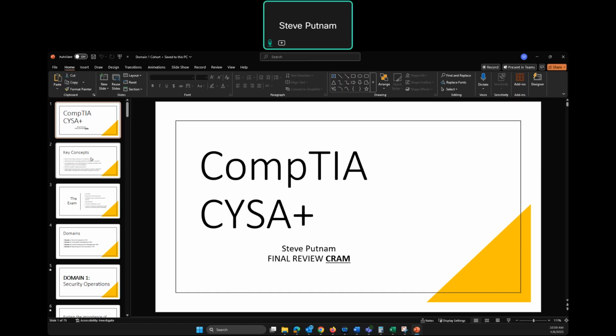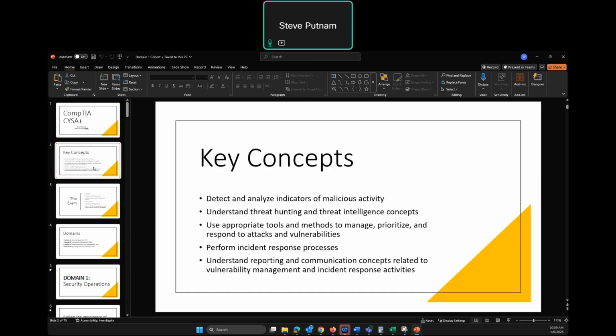Let's take a look at some of the key concepts of CYSA and understand what we're dealing with. Essentially, we're going to detect and analyze indicators of malicious activity, understand threat hunting and threat intelligence concepts, use appropriate tools and methods to manage, prioritize, and respond to attacks and vulnerabilities, perform incident response processes, and understand reporting and communication concepts related to vulnerability management and incident response activities.